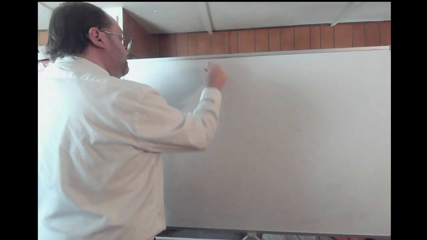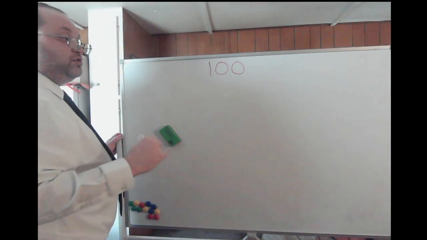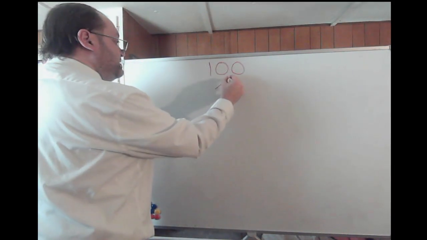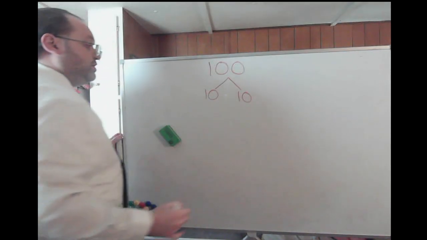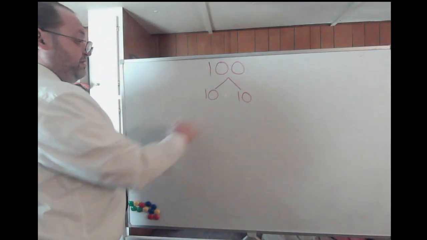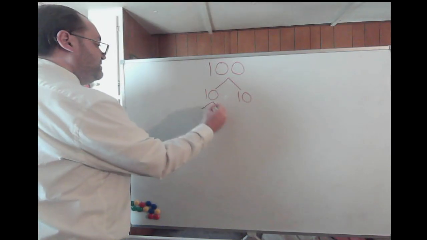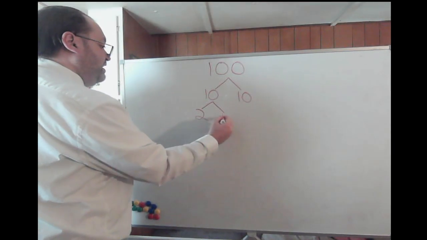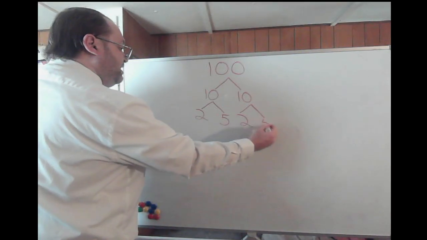Alright, of course then we have 100. We can factor 100. I think everyone, including myself, is going to go for 10 and 10 as factors. 10 times 10. That works. Can we factor the 10s any further? We certainly can. 10 breaks down into 2 and 5. So does that 10. It breaks down into 2 and 5.